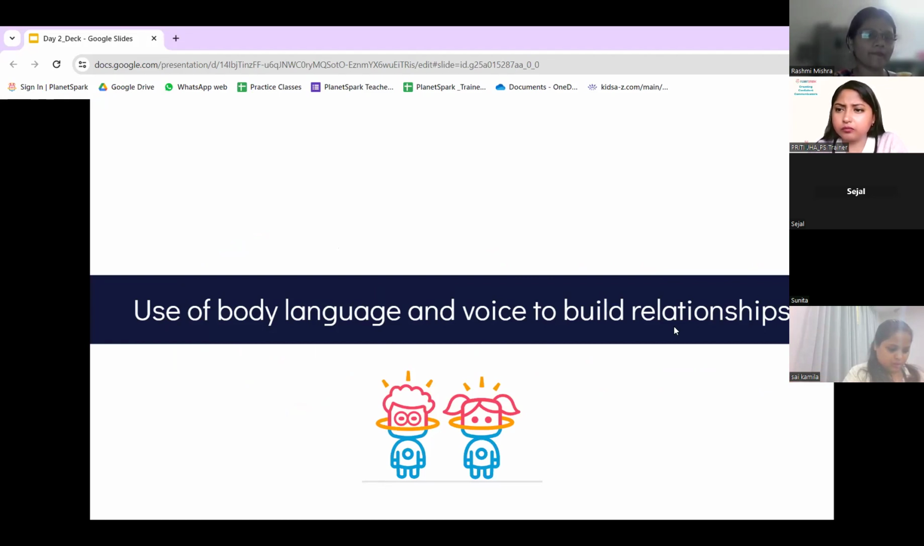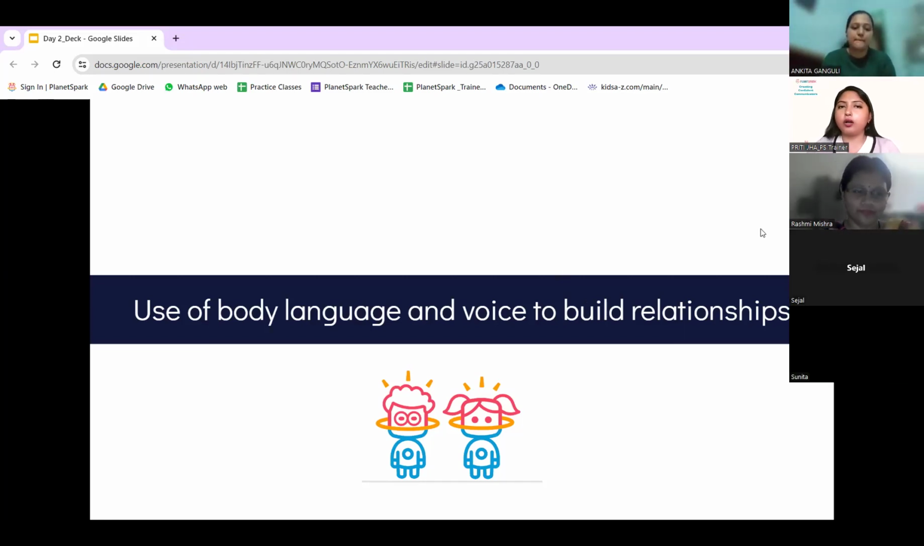No, I am not affected. There are so many parents who do not turn up. There are so many parents who turn down the request. They do not take the courses. That's absolutely fine. It happens with us also. Not all demos will be successful and get converted into enrollments. But of course, the percentage matters. Yes, Ankita.